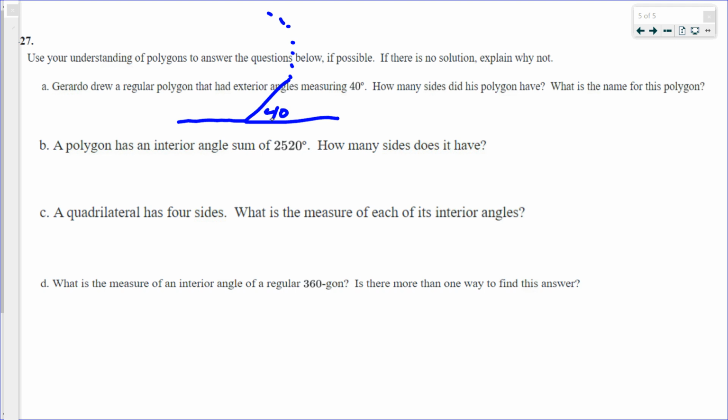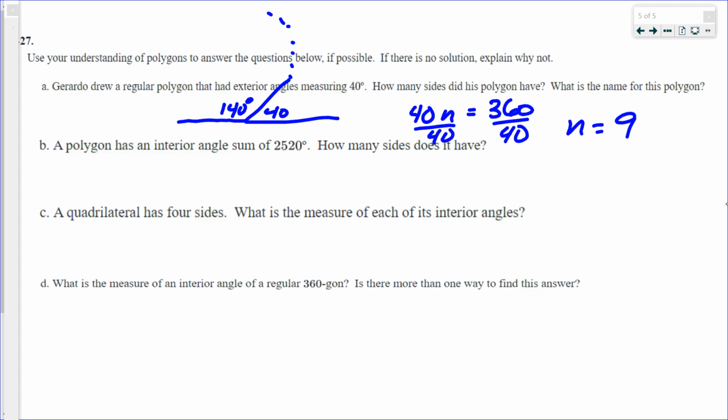So if the exterior is 40, yeah, I could find the interior as 140, but I'm going to show you what it would take then. I have to know the sum of all those, and there's a much easier way. If this angle is 40, however many there are, that has to sum up to 360. So it's like 40 plus 40 plus 40 so many times is going to have to add up to 360. So if I just take 360 divided by 40, I know n is 9. And that is a nonagon. So having the exterior angle is probably more advantageous than having the interior angle.